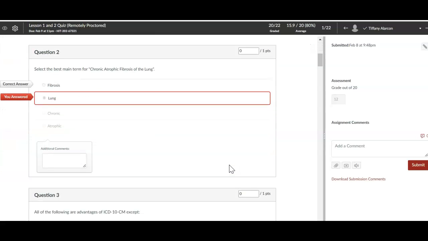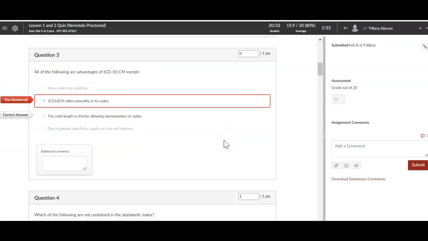Select the best main term for chronic trophic fibrosis of the lung. You answered lung. Now, if you would go to lung in your ICD-10 book, I'm going to say see condition. But at least if you go to fibrosis, it's going to have the subterm lung.